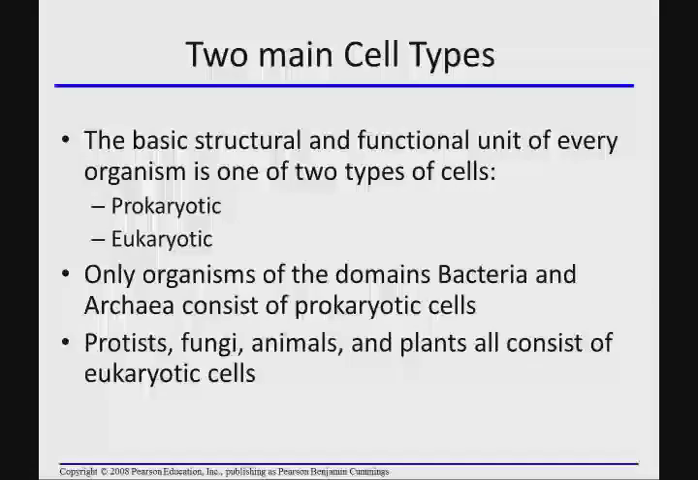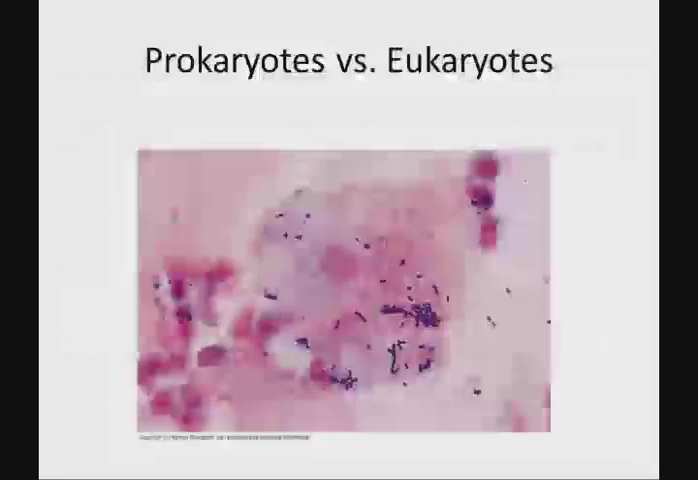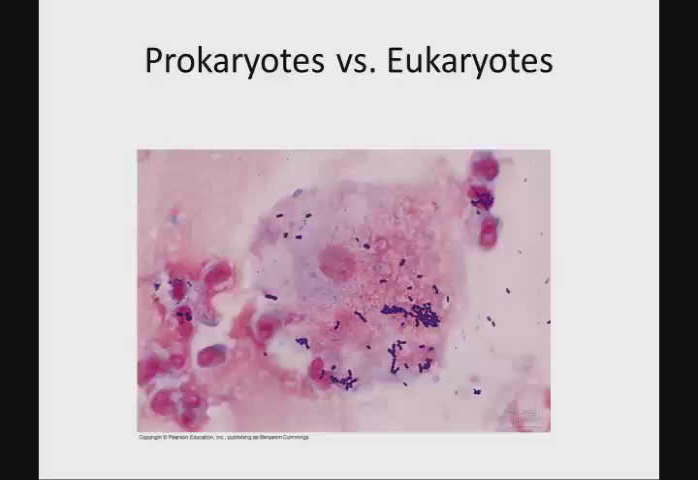Now, as I've mentioned before, there are 2 main types of cells, prokaryotic and eukaryotic. Bacteria and archaea are 2 domains, types of living things that are prokaryotic. Protists, fungi, animals, and plants, most of the things that you're familiar with and see in your everyday world, are all made out of eukaryotic cells. When we compare these 2 cells in a microscope slide, we can see these little purple dots all over this slide. Those, in fact, are bacteria. Those are prokaryotic cells.